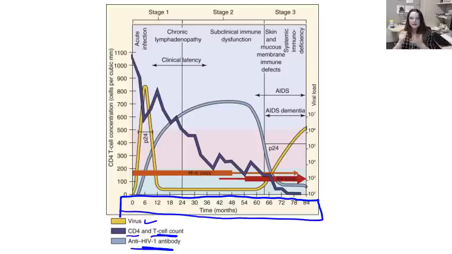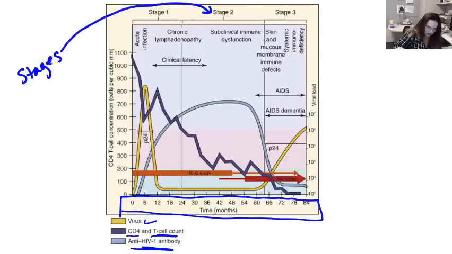Now, the reason this is important is because generally stages of HIV are monitored based on how your viral load is doing and how your CD4 T cell count is doing. Okay, typically as viral load goes up, CD4s go down. That's your general rule of thumb.